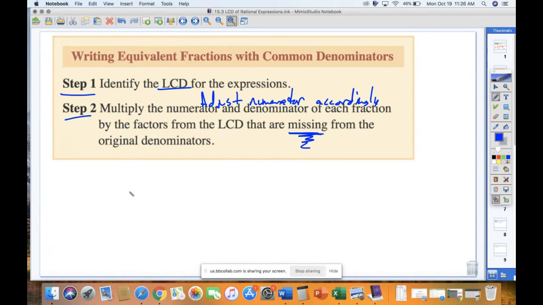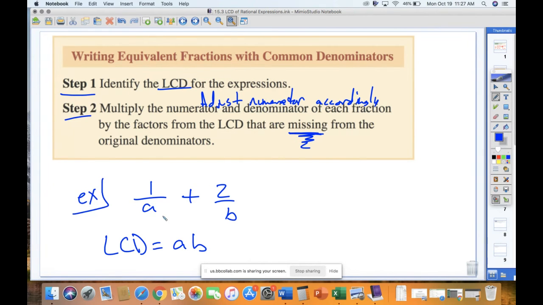But basically what they're saying is, remember my example from before where I had 1 over A plus 2 over B? Well, our least common denominator was A times B, right? We got it just by multiplying A times B. And then we adjusted the numerator accordingly by multiplying the missing factor. So what we would do back in chapter, I don't know, it was like chapter 10. If this 1 over A was going to become AB underneath, and it was now AB, that means what is missing?